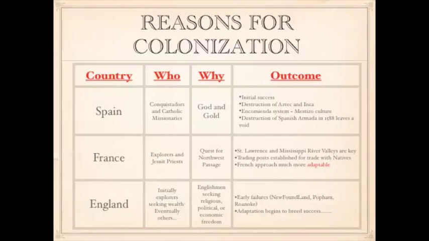So despite their early colonial failures, like Newfoundland and Popham and Roanoke colonies, those colonies all failed, the English settlers are going to start to learn how to adapt. And that adaptation is going to lead to the development of the 13 colonies.